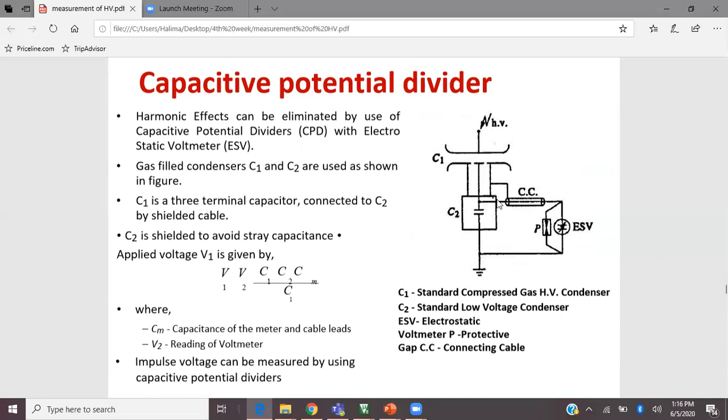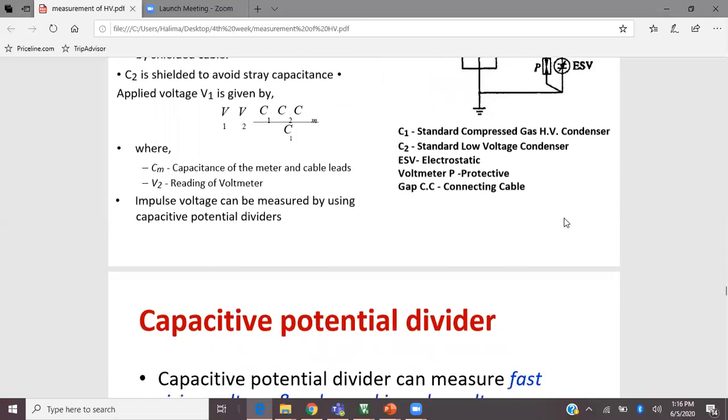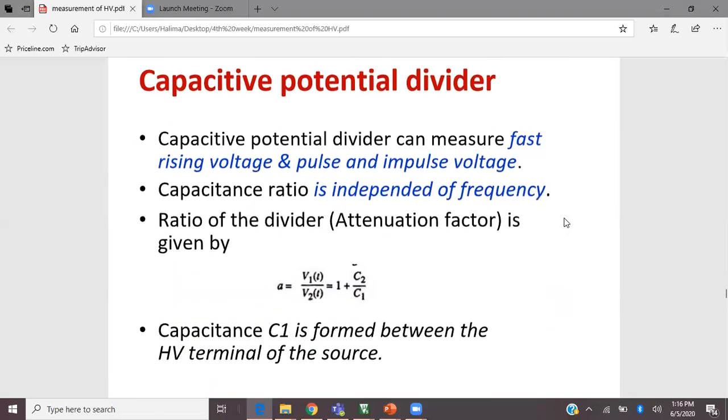Here the high voltage is given. This is the coaxial cable, and here you have connected an electrostatic voltmeter. The gas filled condensers C1 and C2 are shown in the figure. C1 is the three terminal capacitor connected to C2 by the shielded cable. Here, the capacitive potential divider can measure fast rising voltage and pulse and impulse voltages. Similarly, the capacitance ratio is independent of the frequency.